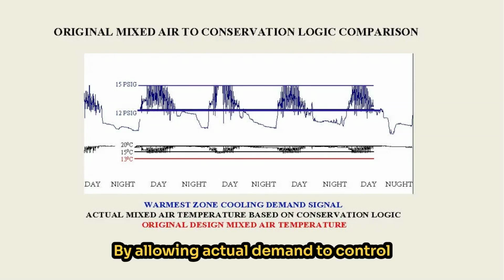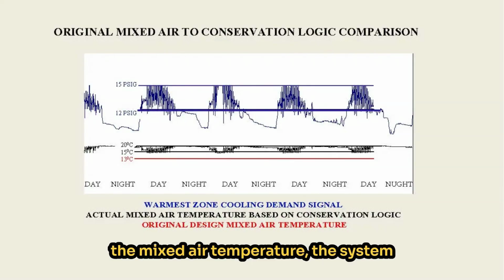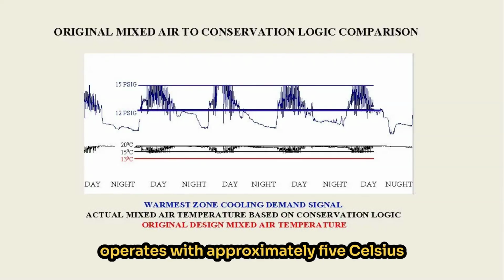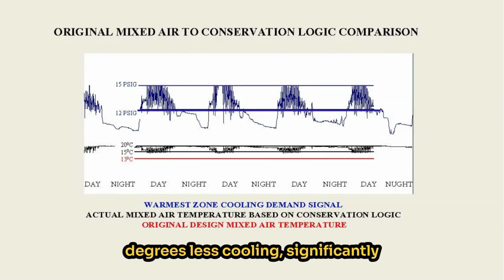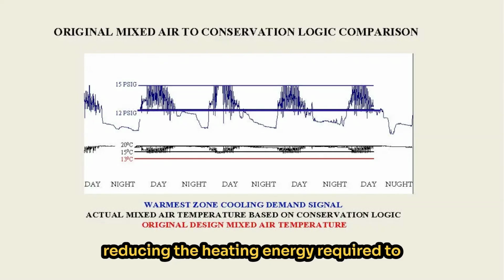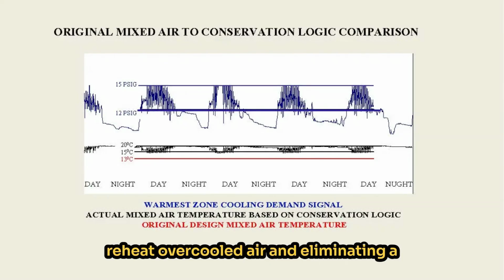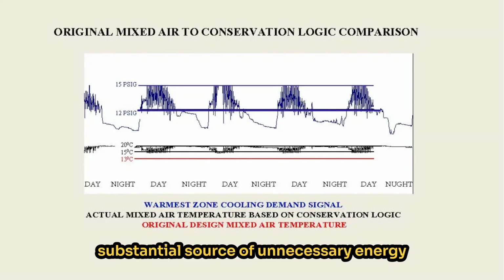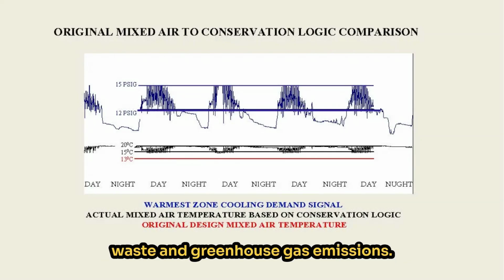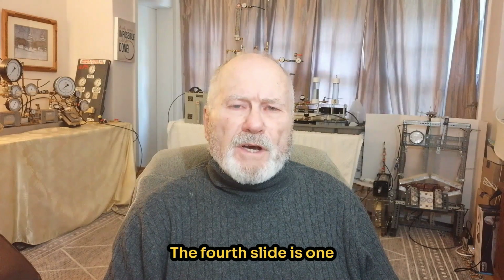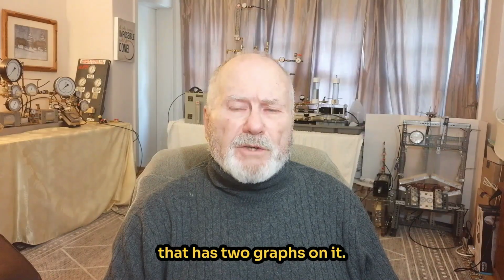By allowing actual demand to control the mixed air temperature, the system operates with approximately 5 Celsius degrees less cooling, significantly reducing the heating energy required to reheat overcooled air and eliminating a substantial source of unnecessary energy waste and greenhouse gas emissions. The fourth slide is one that has two graphs on it.